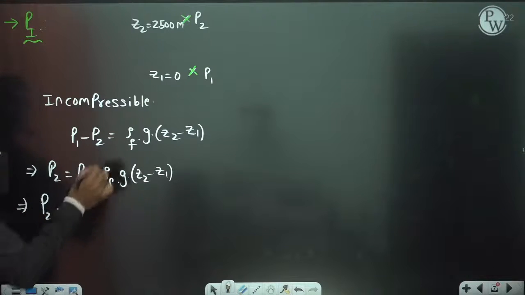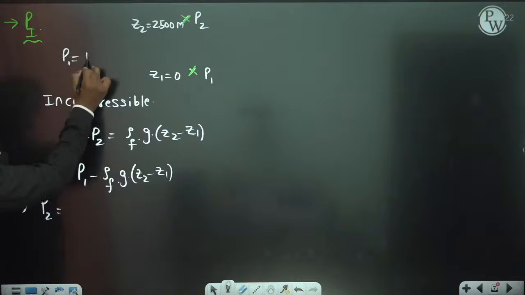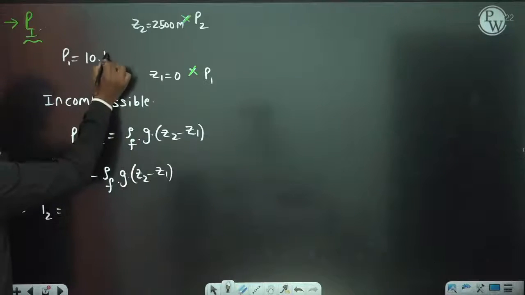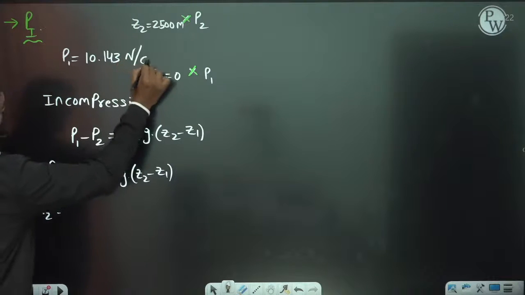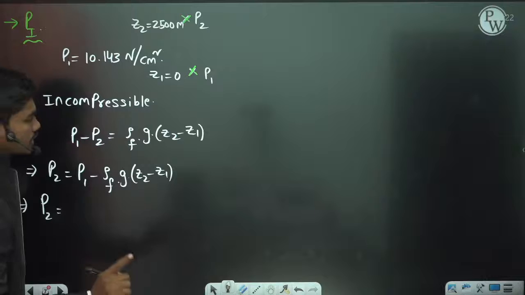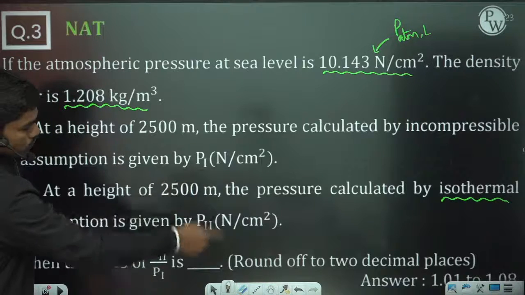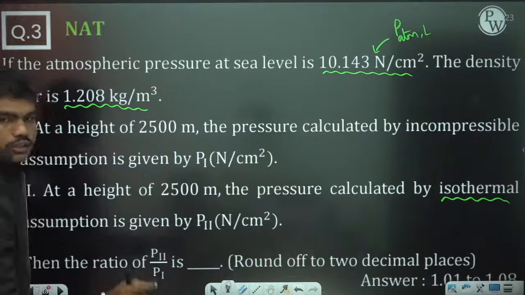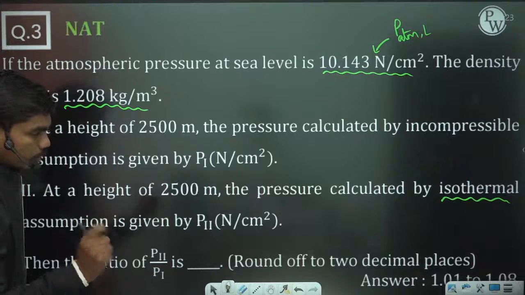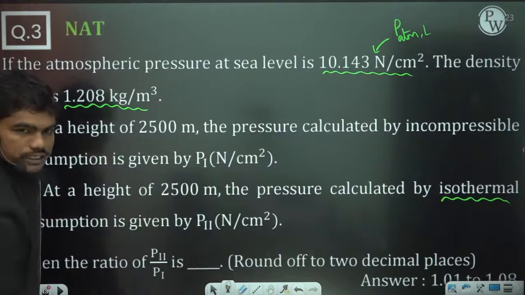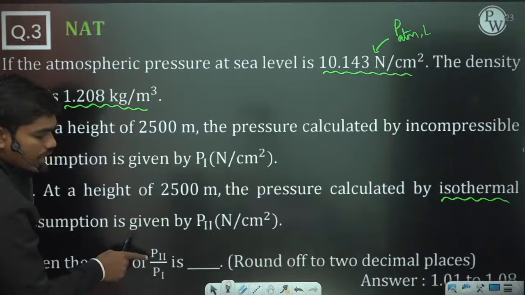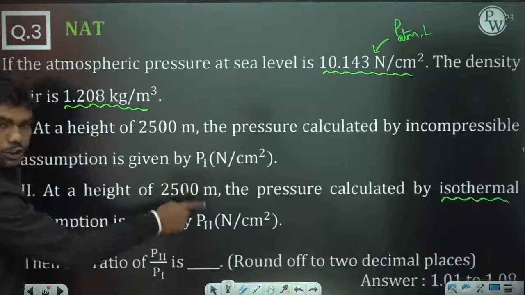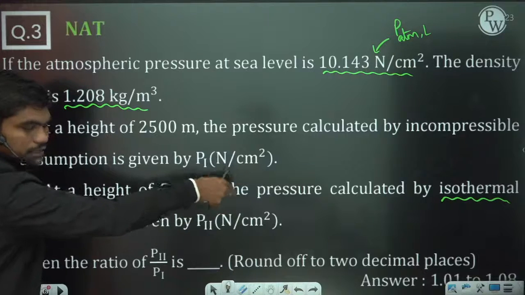Now let us compare this. P1 is the pressure at the atmosphere, and it is given as 10.143 newtons per centimeter square. Now try to understand one thing carefully. We need the ratio P2 by P1. They are asking P1 in newtons per centimeter square, P2 also in newtons per centimeter square. Can I keep these two in newton per meter square? If I evaluate P1 and P2 in newton per meter square and take the ratio, will the ratio be the same as this ratio? Because the difference is only in units, the unit conversions get cancelled out.